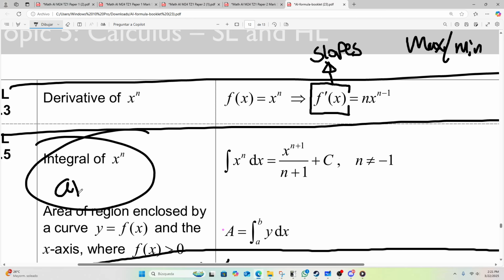Yeah, and the integral, okay, is more for finding area. So I need you to associate the integral with finding the area, okay? While the derivative is more for finding slopes, or for using slopes, okay?